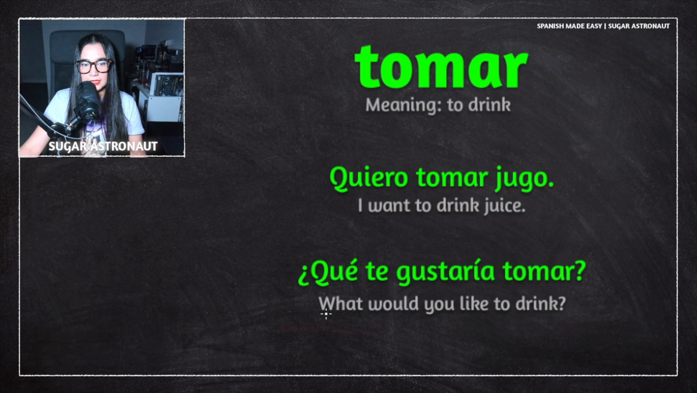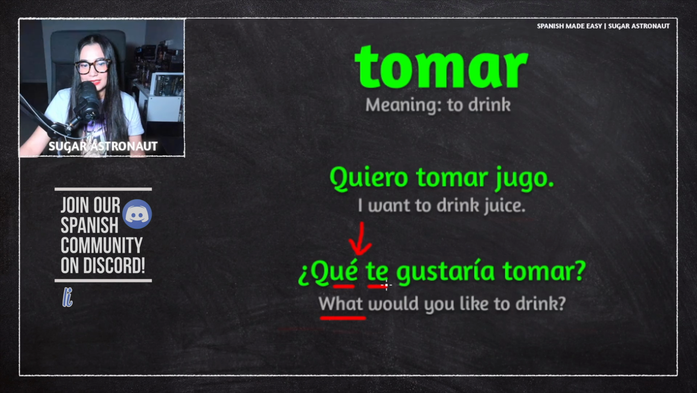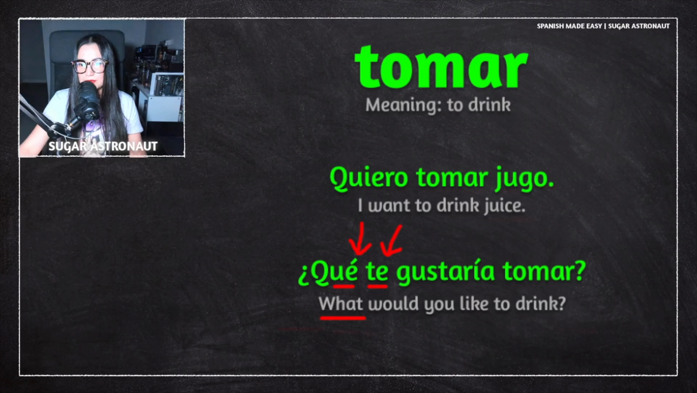So let's break this down. Let's see how this question works. ¿Qué means what? Remember, ¿qué in a question needs to have the accent mark. Okay, ¿qué? ¿Te? Te is a reflexive pronoun, okay? And this is similar to saying you. Gustaría, would, and let's include like to as well. Would like to, and then tomar, this is the verb that we're learning, drink. ¿Qué te gustaría tomar? What would you like to drink?